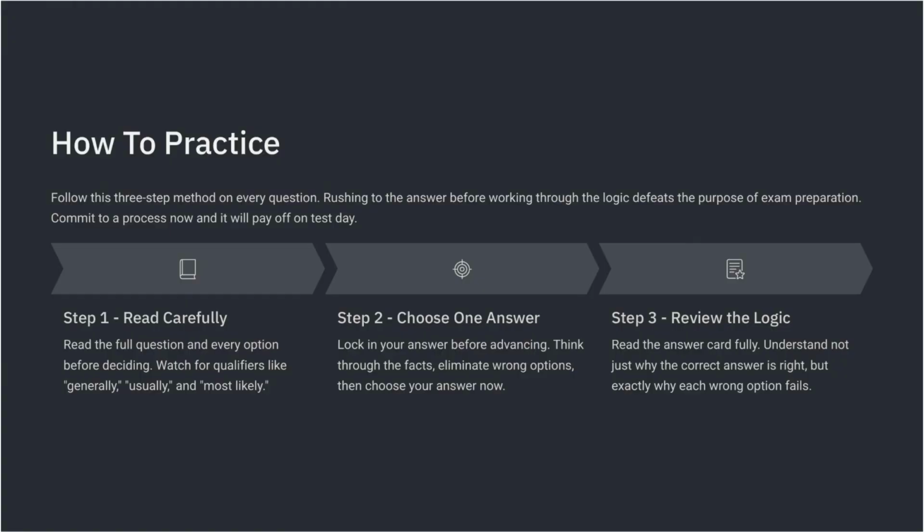Before we begin, use this 3-step method for every question. First, read carefully. Do not jump to the answer after seeing one familiar word. Second, choose one answer before moving ahead. Commit to your reasoning because that is how exam confidence improves. Third, review the logic fully. The answer slide is not just for checking the correct option. It is for training your accounting mind. In professional exams and real reporting, the wrong options often look attractive because they contain a small piece of truth. Your job is to identify the complete correct answer.